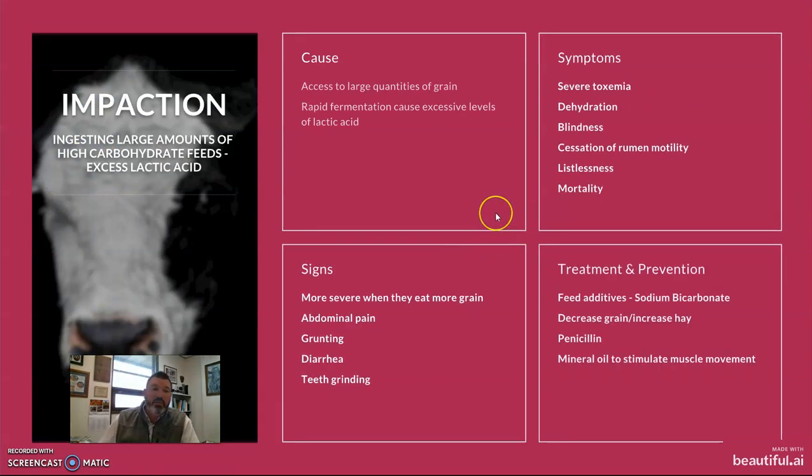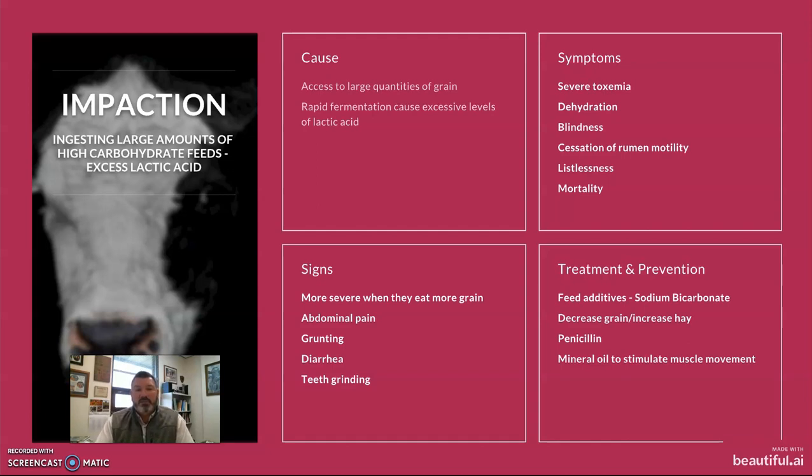Next disease is impaction, and this is usually caused by access to large quantities of grain. So just like if I had the opportunity to eat a whole bunch of M&Ms, I would love getting them down, but they're probably going to cause me a stomach ache later on. And so rapid fermentation then causes excessive levels of lactic acid, which slows down the muscular movement of the gut, in the small intestine especially, and so you'll get kind of a roadblock, so to speak, in the small intestine.